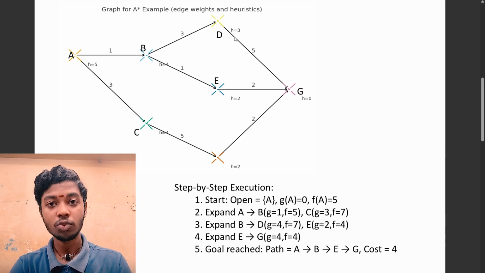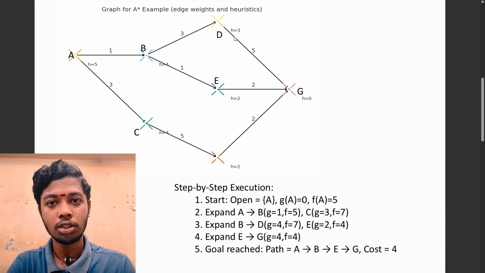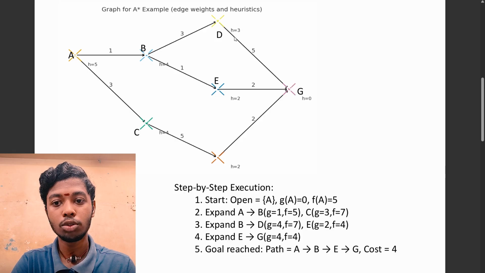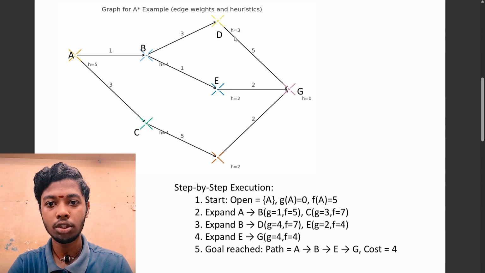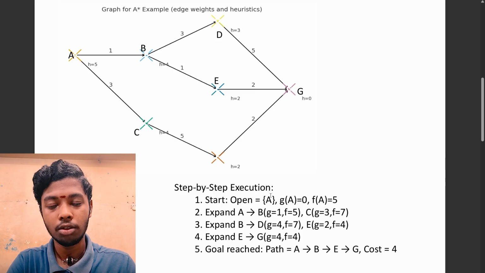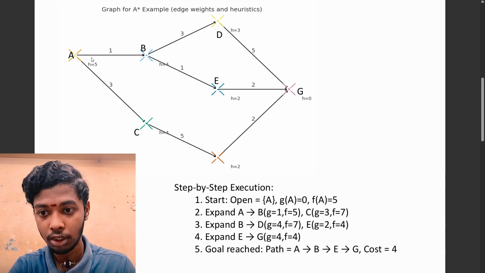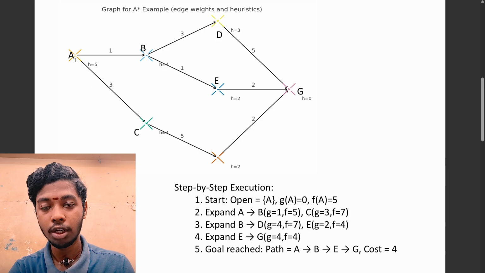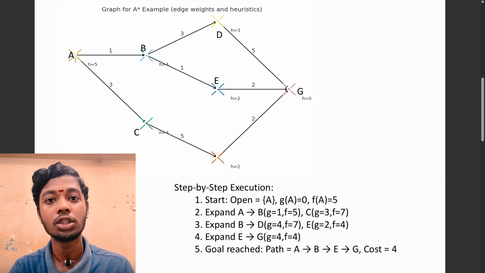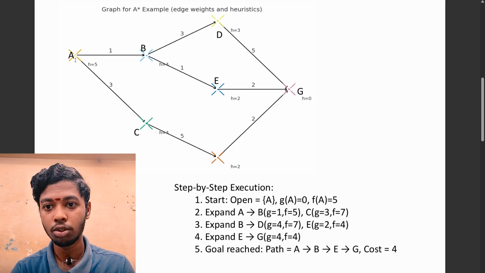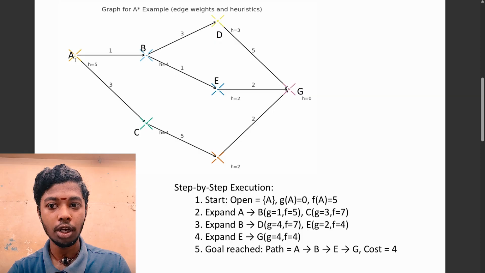A is the starting node, and we have to traverse through all these nodes to find the goal, which is G. We are using the A-star search algorithm for this particular graph. So step number 1, start. Open A. The g value of A is 0, and f of A is 5, because the heuristic h of n for A is 5. So as per the formula, f of n is equal to g of n plus h of n.